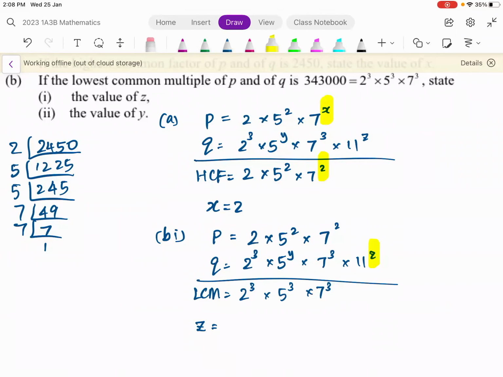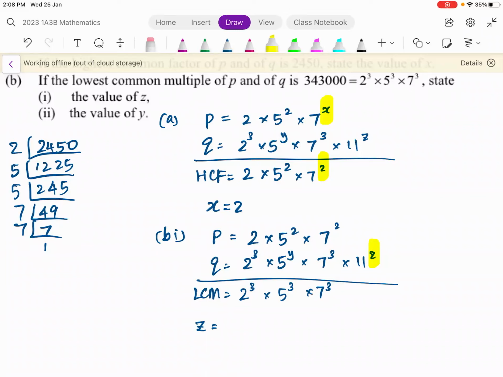What is the value of Z, such that it doesn't even appear in my LCM? I thought Mr. Wong said as long as it appears, it must be in the LCM already. Take the highest power and all the stuff, right? But now the LCM doesn't even have 11. Z is 0. What is 11 power 0?